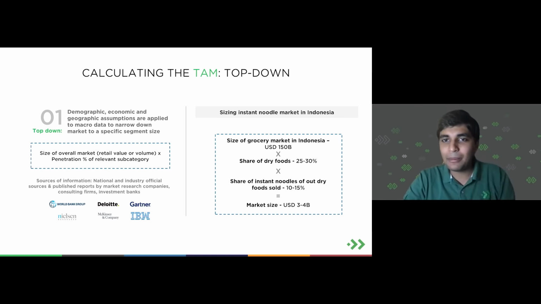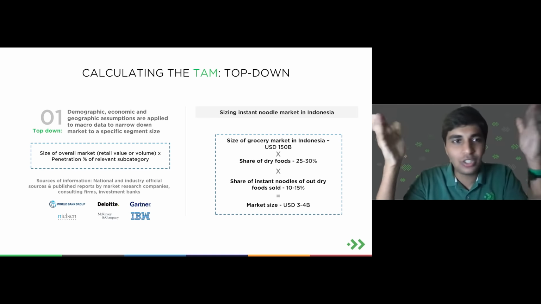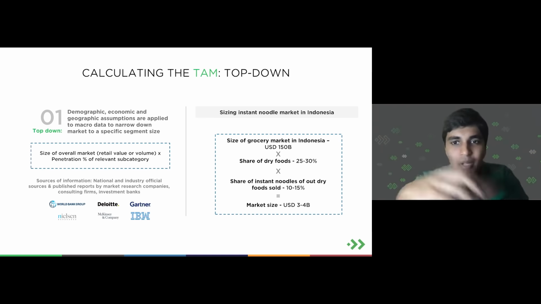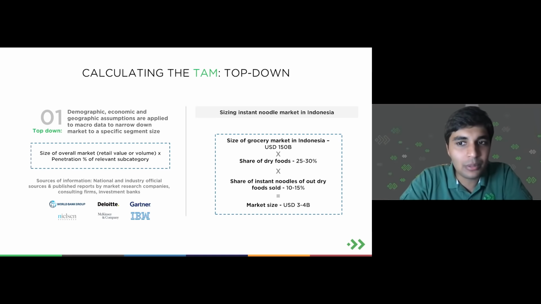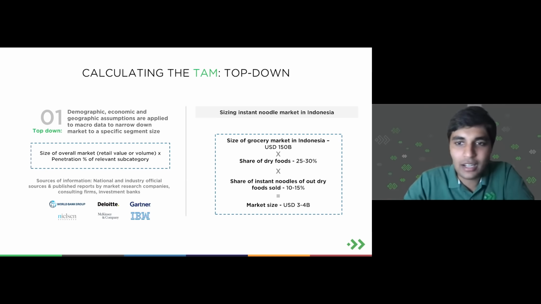We've taken an example of sizing the noodle market in Indonesia. You could start with a grocery market estimate. This is a big estimate. You would narrow it down using some assumptions of what percentage is dry foods, then what percentage of dry food is instant noodles, and then you would get to a market size.